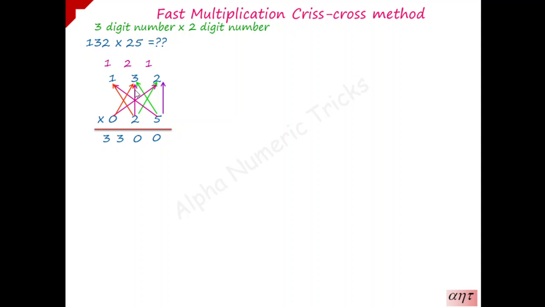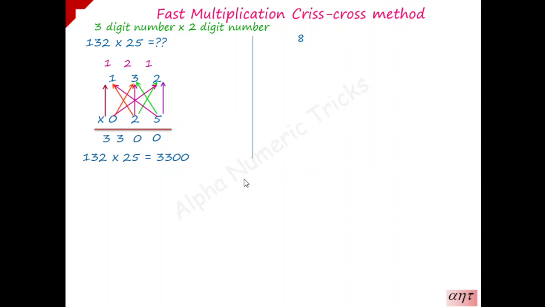After that, you have to leave the tens place also and consider the hundreds place alone for the last multiplication. So 0 into 1 is 0, there is no carry forward number, so 0 here when you are writing is meaningless, so leave it. The answer for 132 multiplied by 25 is 3300.